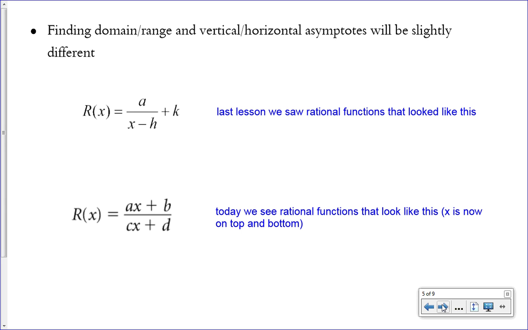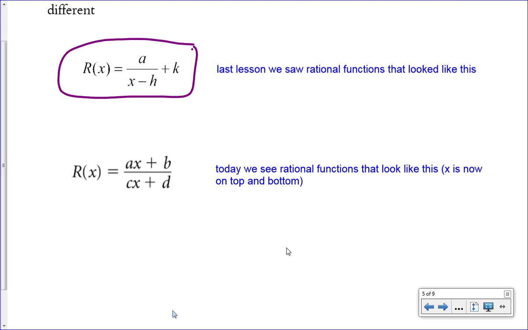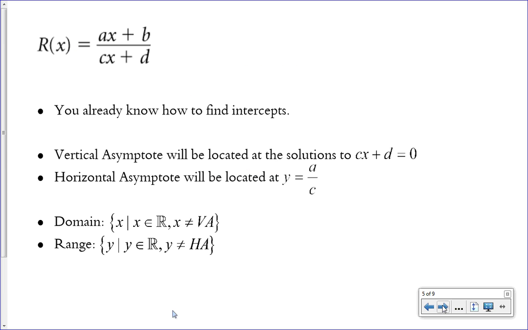Finding the domain and the range, as well as the vertical and horizontal asymptotes, is going to be slightly different from what we've seen before. So in the last lesson, we saw rational functions that had h and k. And h and k made it really clear where the asymptotes are moving to, because the parent function had asymptotes at x equals 0 and y equals 0, and then h and k would shift the asymptotes left and right and up and down to their new locations. In the ones we're dealing with today, we have x on the top and the bottom. We can't see h and k, so we're not going to be able to use h and k to figure out where the asymptotes are or where this function exists.